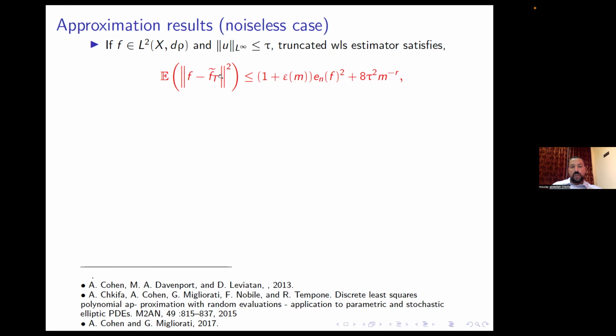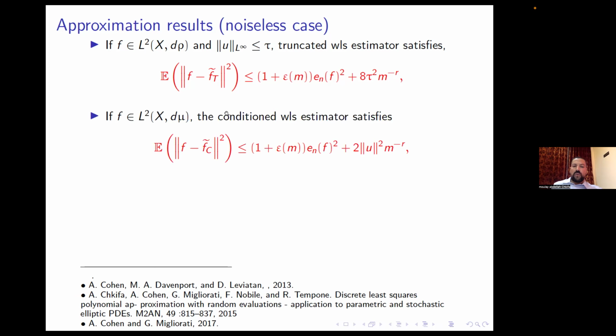in the average least square sense almost a quasi-optimal convergence, because this converges to zero as m goes to infinity, or we can just see it as a constant, plus a term that is related to the L infinity norm of the function. Here it's f not u.